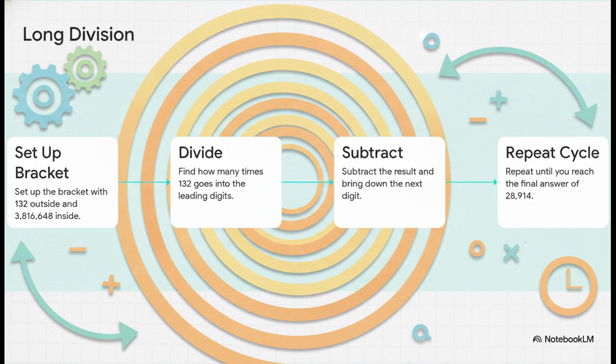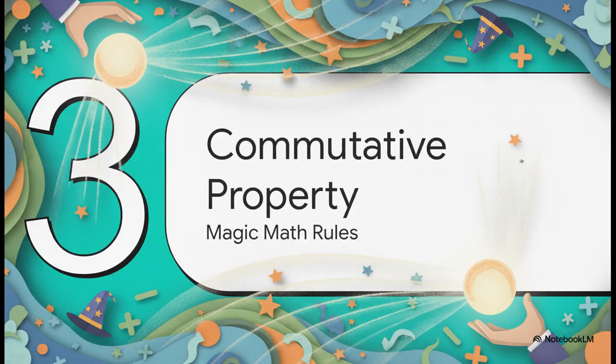You just keep going until you run out of numbers, and it leads you straight to the final answer of 28,914. Just follow the cycle and you're golden. Next up, what is the commutative property?